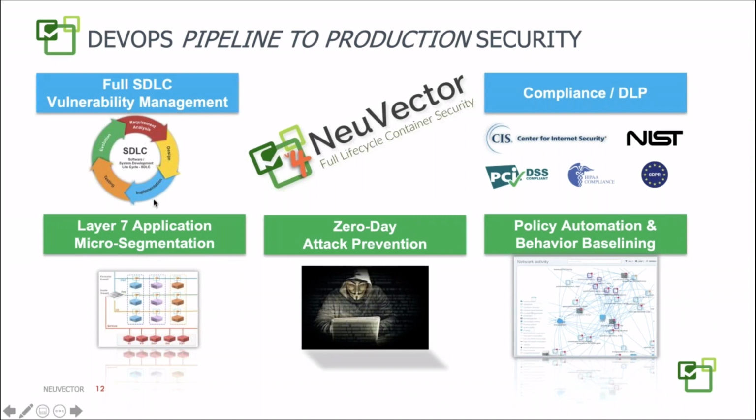Down across the bottom in these green boxes, these are things that are unique to NeuVector. That's that layer 7 application micro-segmentation, the zero-day attack prevention. You don't have to know about a vulnerability in order to stop it going inside of your environment, and that assistance from behavior baseline and policy automation. There's machine learning inside of your environment, so that you don't have to write firewall rules from scratch. NeuVector will suggest those rules based upon the exercising of your application.